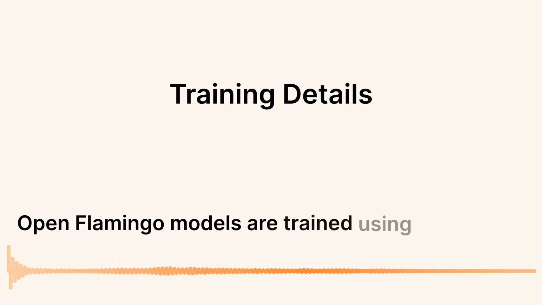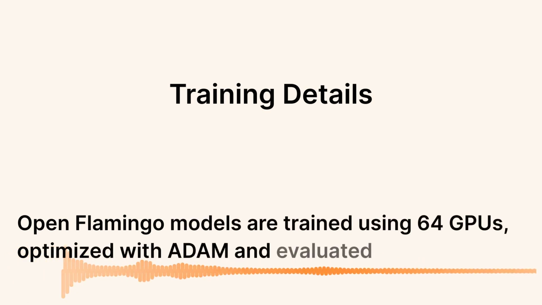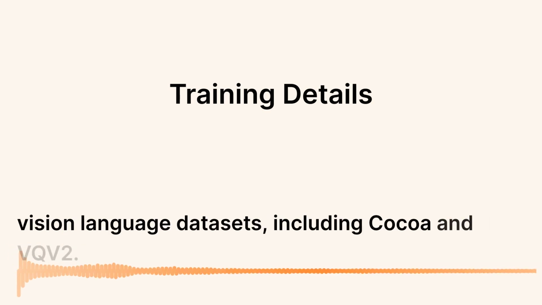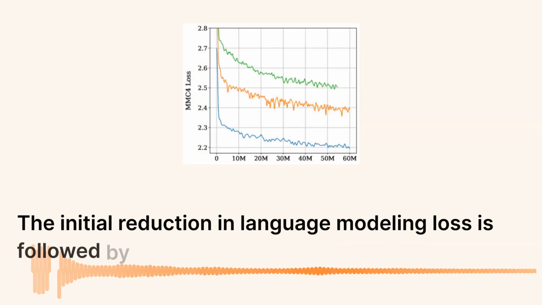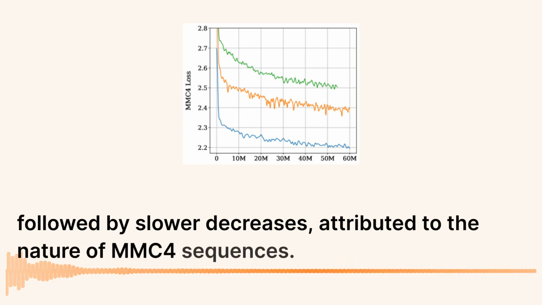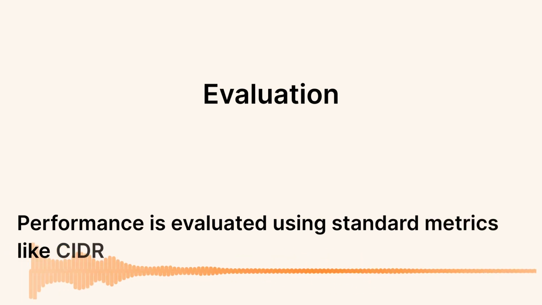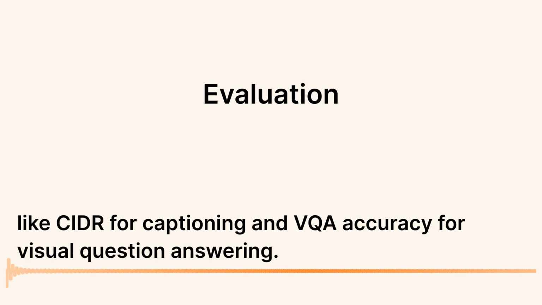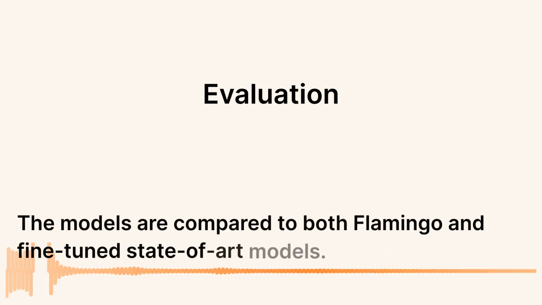OpenFlamingo models are trained using 64 GPUs, optimized with Adam, and evaluated across 7 vision language datasets, including COCO and VQAv2. The initial reduction in language modeling loss is followed by slower decreases, attributed to the nature of MMC4 sequences. Performance is evaluated using standard metrics like CIDEr for captioning and VQA accuracy for visual question answering. The models are compared to both Flamingo and fine-tuned state-of-the-art models.